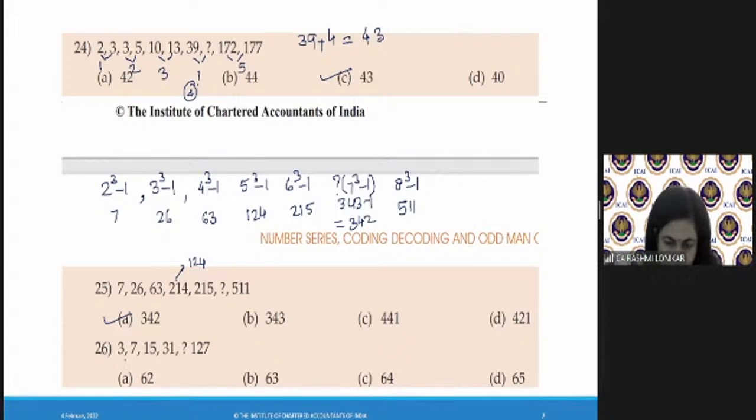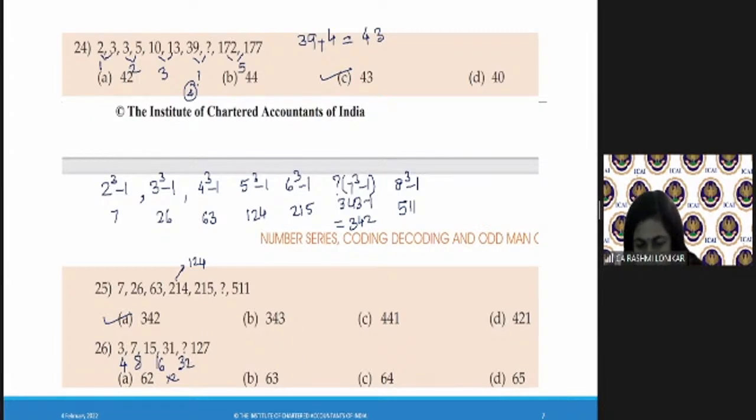How much is 7 minus 3? This is 4. 15 minus 7, this is 8. 31 minus 15, this is 16. Okay. So what can it be? 2, 4, 8, 16. So 4 twos are 8, 8 twos are 16, and 16 twos are, let us see, 32.